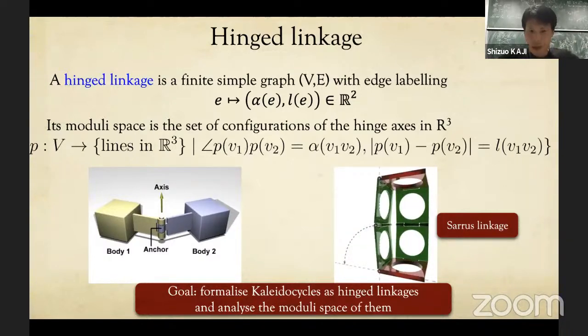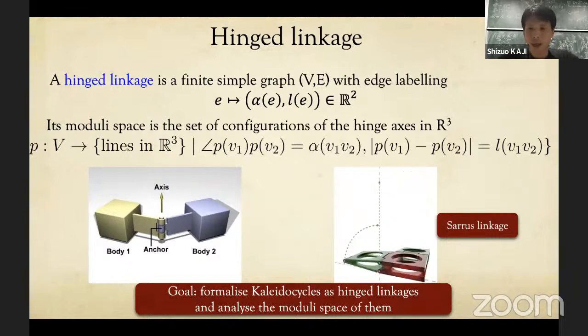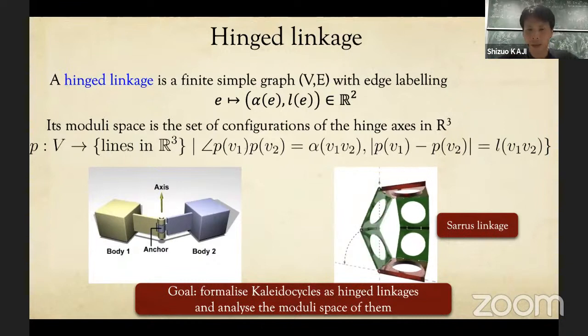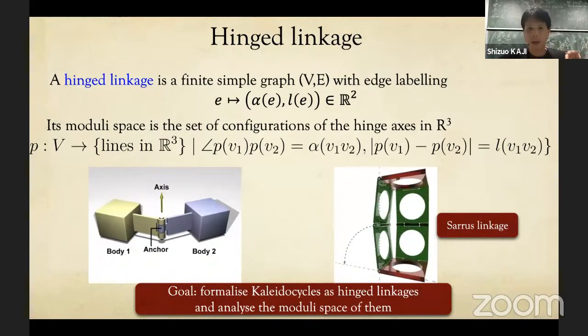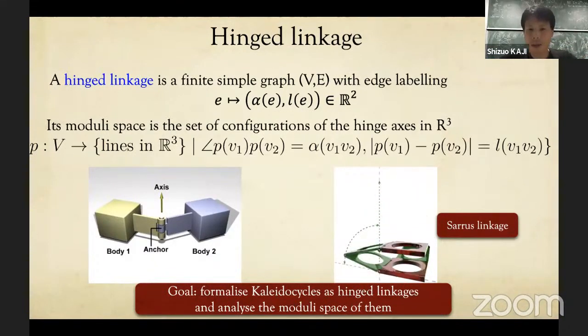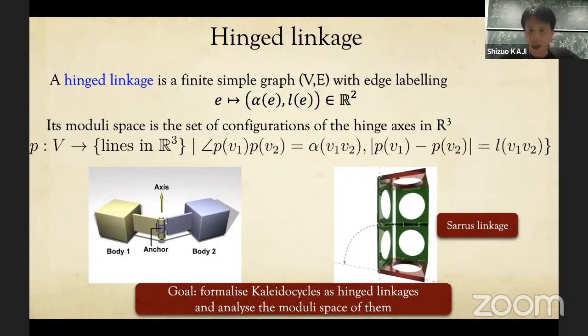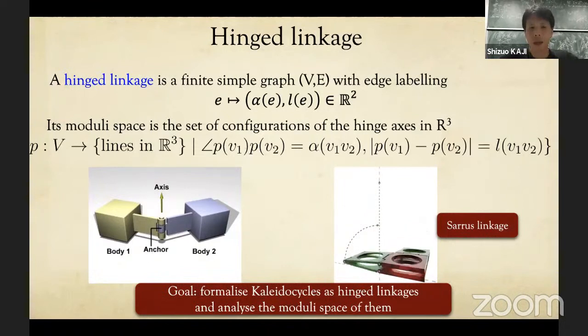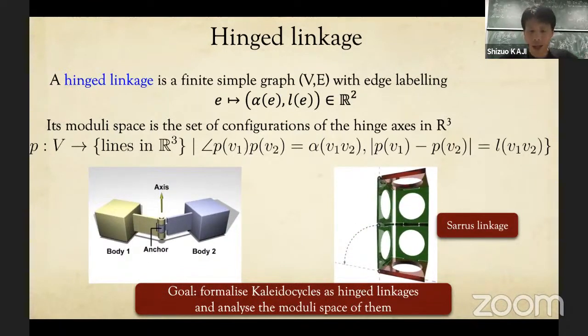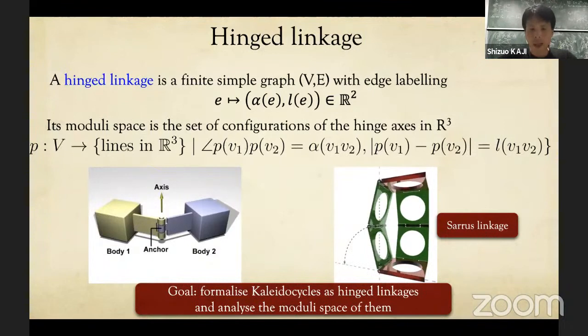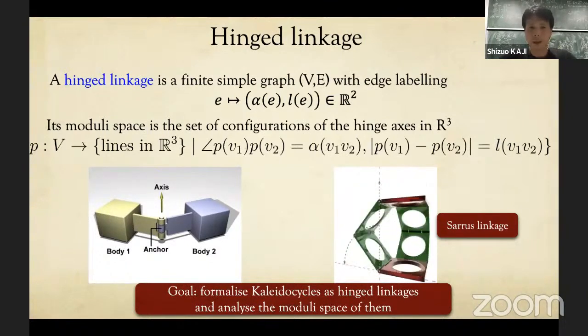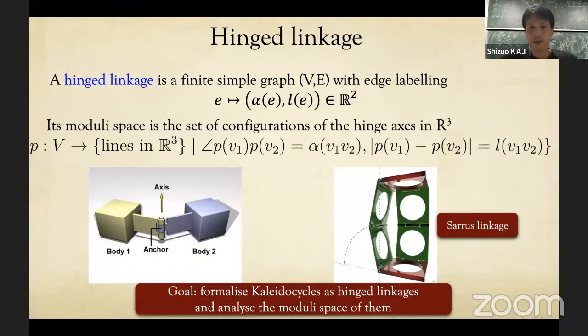And this time, this hinged linkage can be modeled again by a type of graph embedding, but this time the vertex corresponds not to a point in R3. Here we consider only R3, but the vertex corresponds to each joint hinge, and a hinge is embedded as a line in R3, not just a point. So each embedding is a collection of affine lines in R3, and of course you have some constraints.